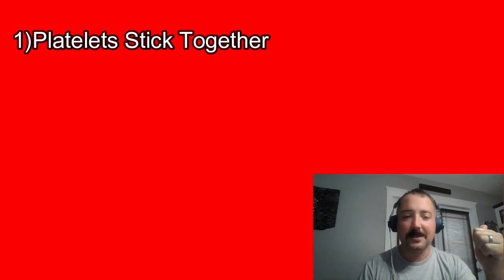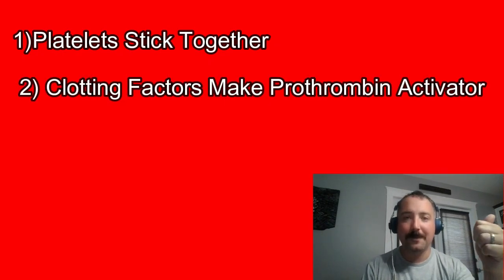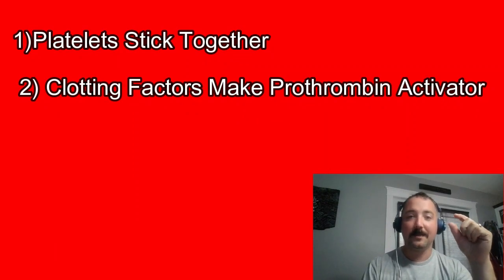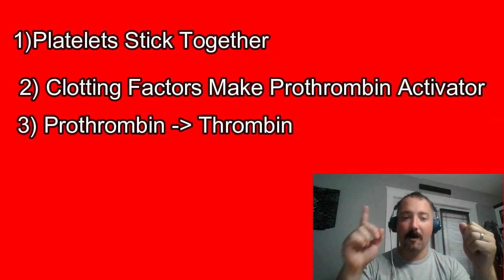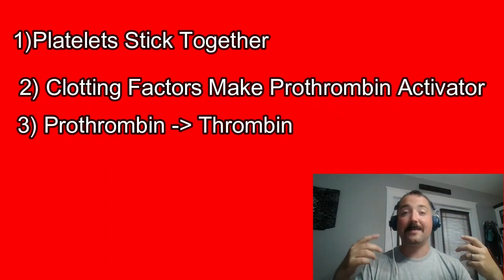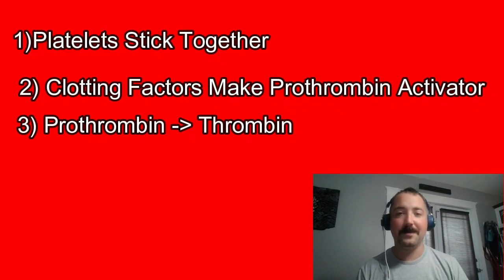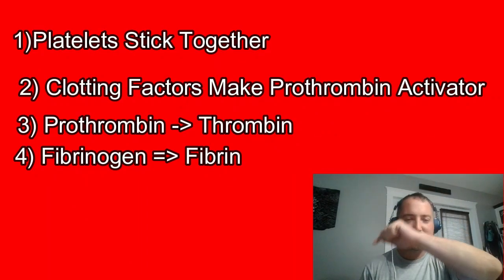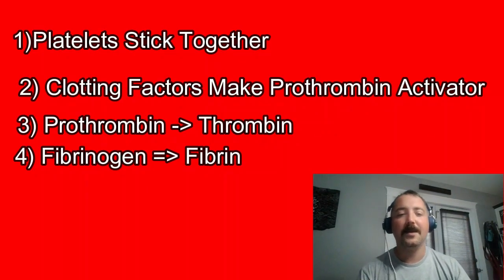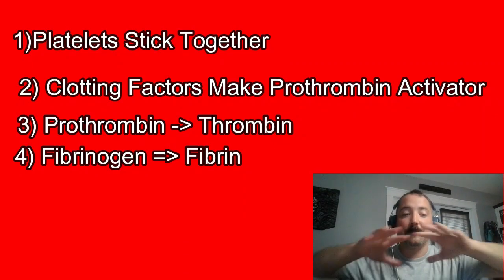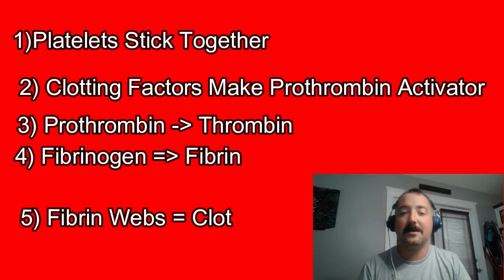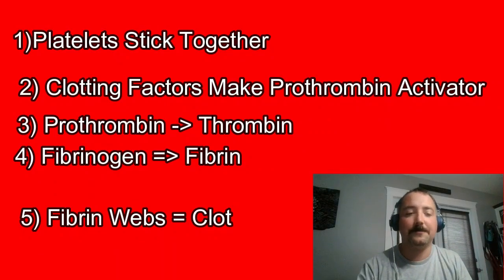Clotting factors get released, and they make prothrombin activator. The prothrombin activator is an enzyme that turns prothrombin into thrombin. And then thrombin is another enzyme that turns fibrinogen into fibrin. So there's like 2 enzymes kind of going on here. Then fibrin gets really sticky and makes these webs all over the place, kind of all around that big ball of platelets, and then that forms the blood clot.